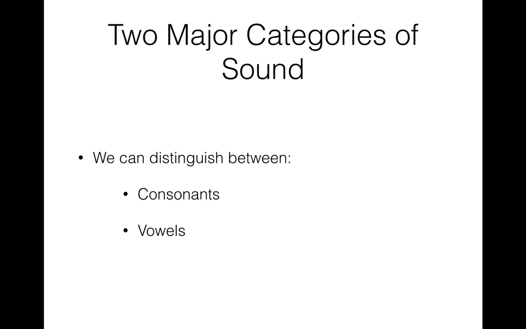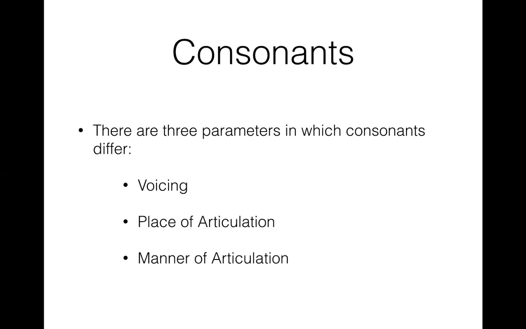There are way more than five vowels in the English language, as we will see on Thursday. But we often talk about speech sounds being distinguished into consonants and vowel sounds. When we want to describe consonants, there are three different parameters in which we want to distinguish consonants. We talk about voicing with consonants. There are two parameters within that. A consonant can either be voiced or voiceless.